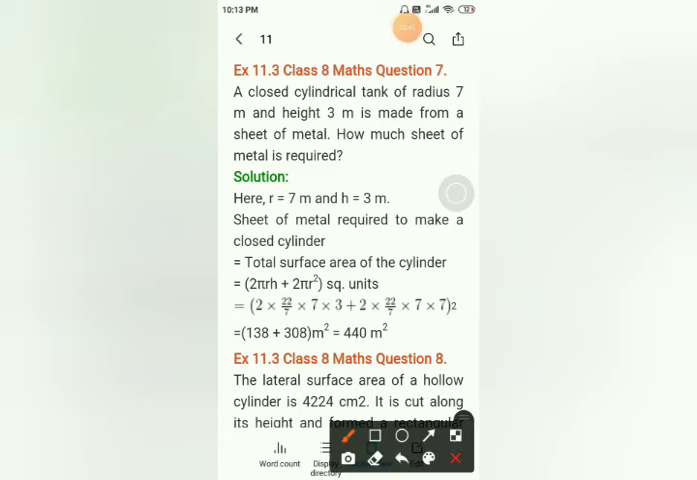Here they have considered individual areas of circles and that rectangle. You can directly use that formula, which is 2 pi r into bracket h plus r.